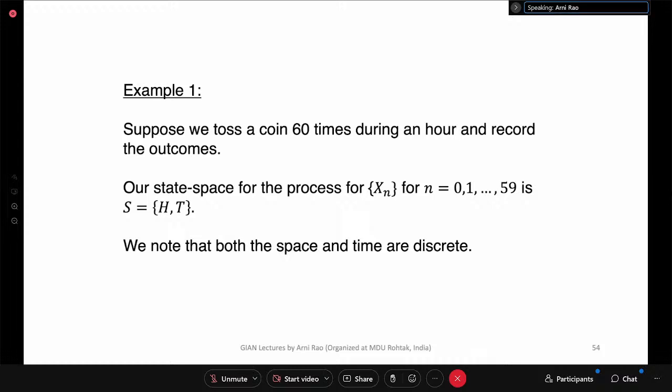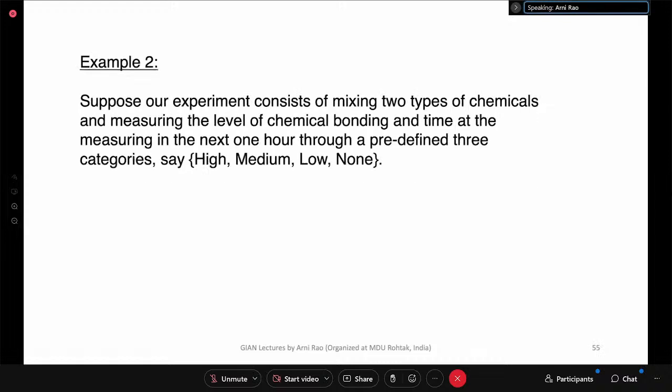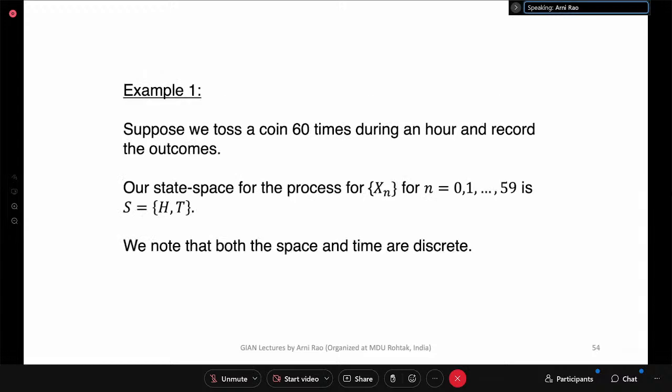There are 4 types of stochastic models, as I showed in the beginning. So this is one type. In the first experiment, the type is discrete time and discrete space, that is, both space and time are discrete.